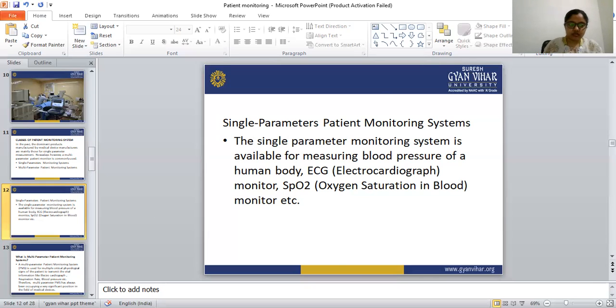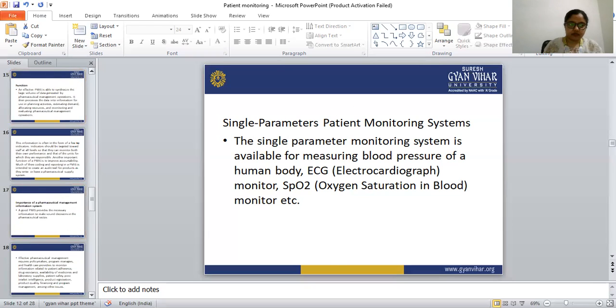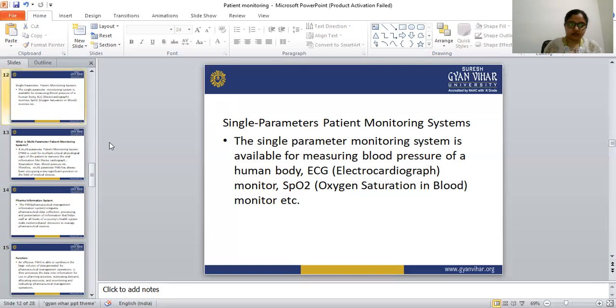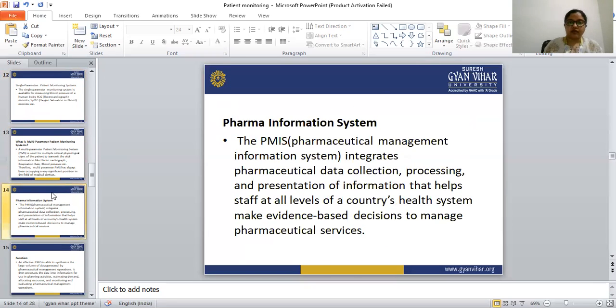Next topic is pharma information system. Okay, our next topic is pharma information system, that is PMIS, pharmaceutical management information system.